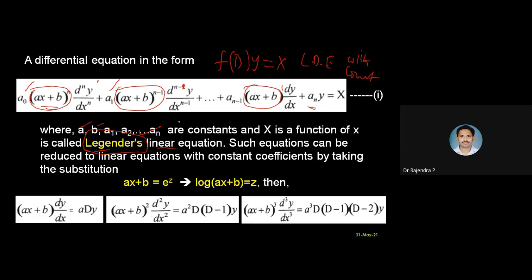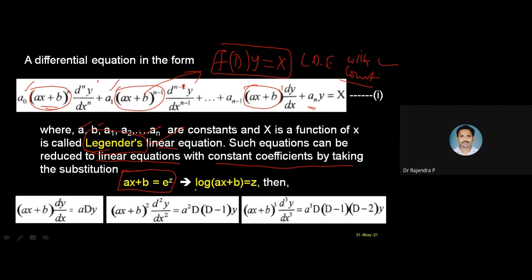So how to reduce? As you know, this method we can easily solve. If I have my equation which is a linear differential equation with constant coefficients, I know how to handle it. That is the reason we can reduce our Legendre differential equation into linear differential equations with constant coefficients. So how can we do this? There are standard substitutions we have to remember. Here, whatever your variable coefficient, that is ax plus b, in this place I will take a substitution, e power z or e power t, anything.